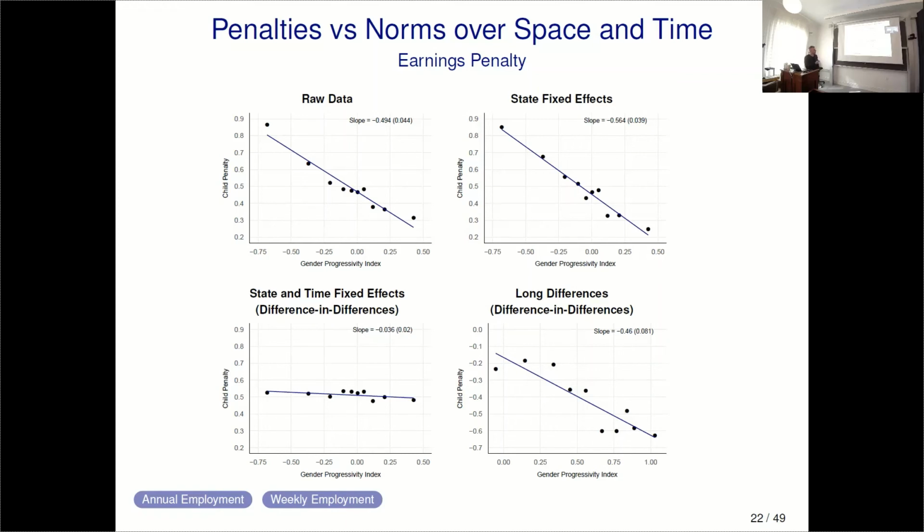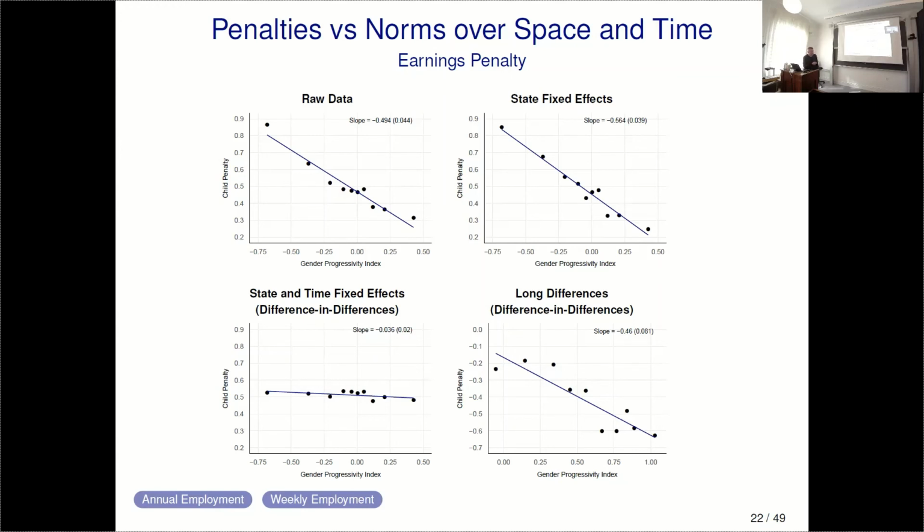The slope here of 0.5 means that, because these are standardized gender progressivity indices, when gender progressivity increases by 1 standard deviation, the child penalty goes down by 50 percentage points. I'm not saying it's causal, but that's the association in the data. Then you can include state fixed effects. That would control for something like the fact that North Dakota just has a different labor market than New York in a time invariant sense. And you see that the negative correlation survives that. In fact, it becomes even stronger.